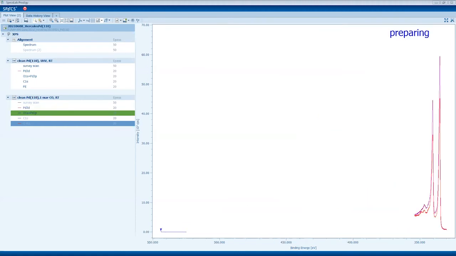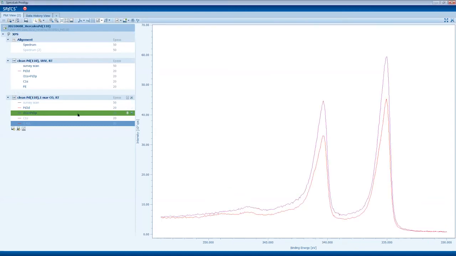I think now it is not very well seen that the palladium spectrum is changed somehow. However, after we finish, we will export the data and open it in CasaXPS and compare them together. I'm sure it will be seen that here is a small shoulder.